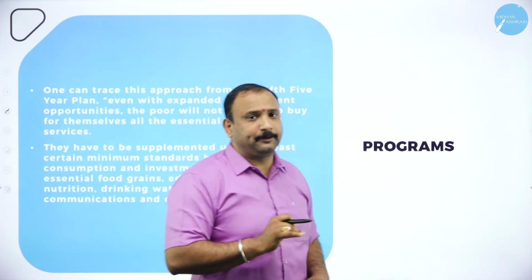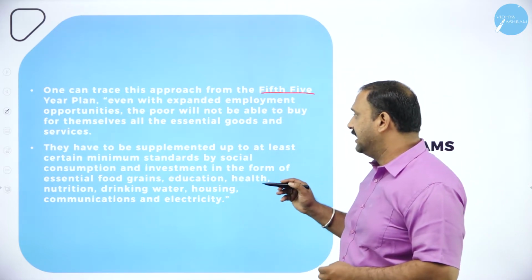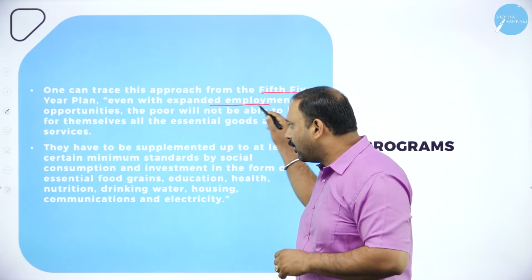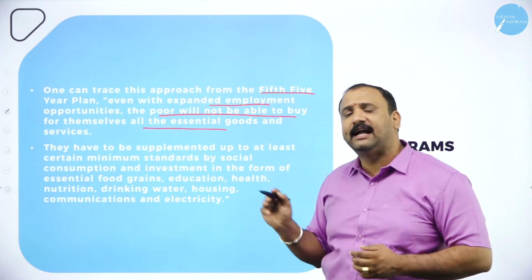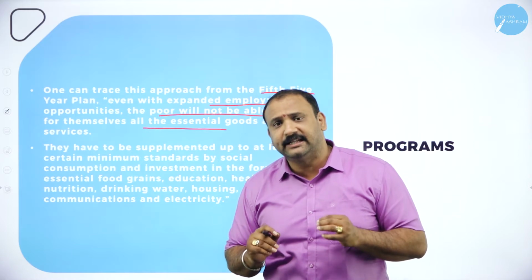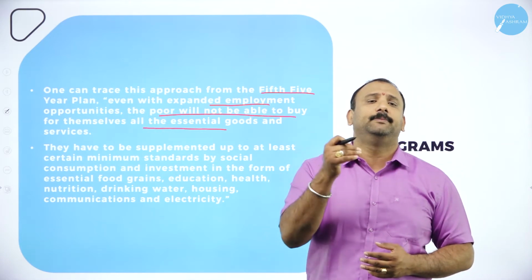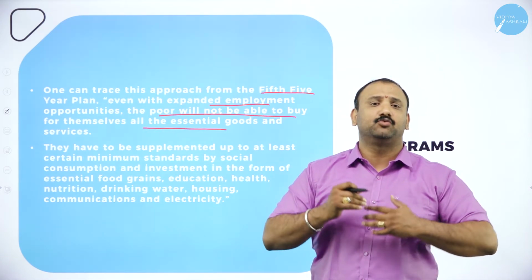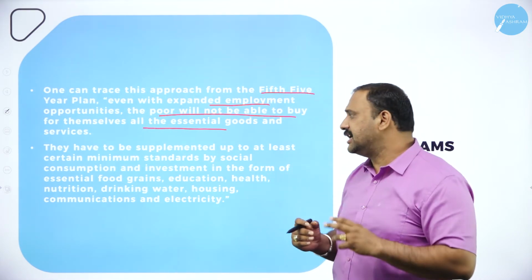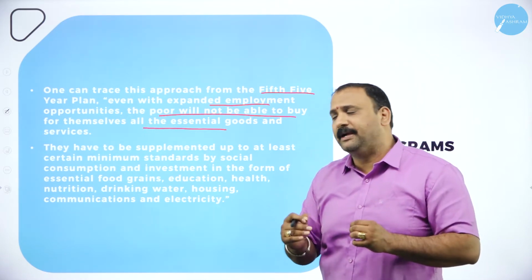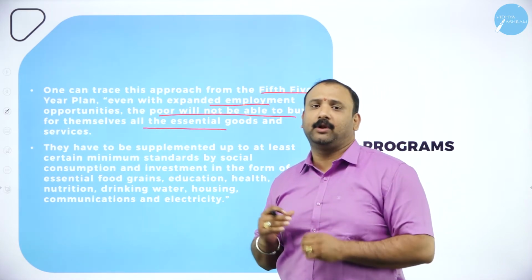Now, in the other part of the programs, the other sectors that we were trying to cover, even from the 5th 5-year plan, with an expanded approach of employment opportunities, the poor will not be able to buy themselves all the services. Why? Because we felt that just by giving employment, just by making them feel that yes, employment is available, you will become a part of the society and enjoy all the societal benefits, could never be taken for granted. Why? Because at that point of time we understood that it is not just the nature of employment, but it has to be supplemented with some sort of minimum standards, with some sort of minimum effort that can make this program even more successful.